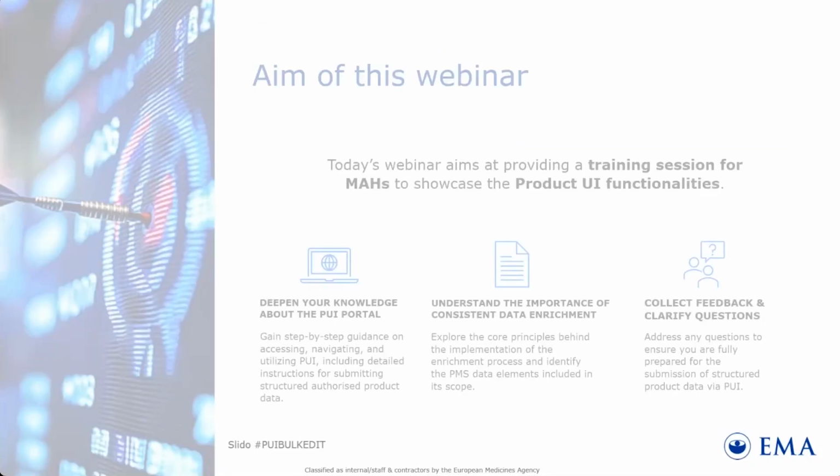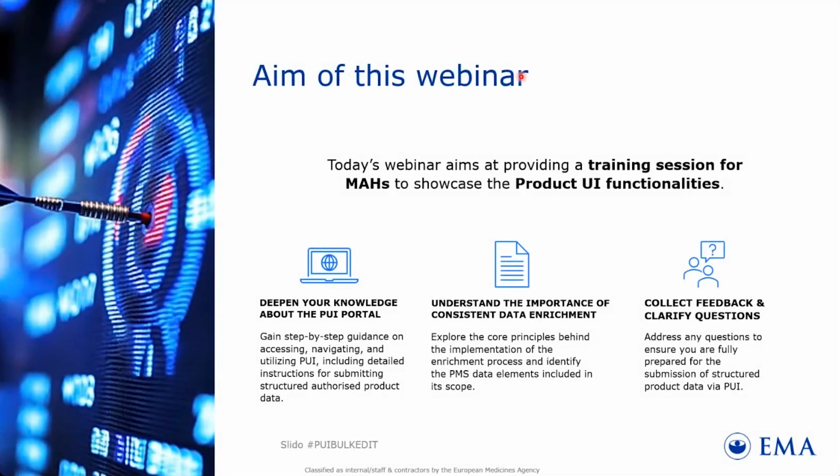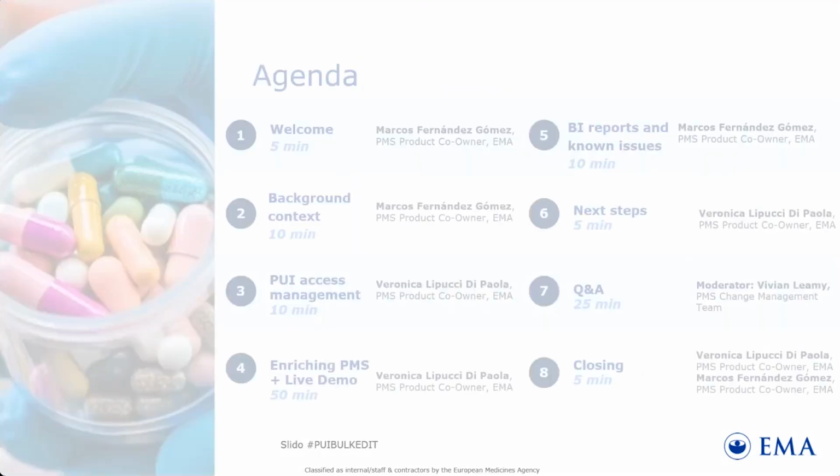And the aim of this webinar is to provide you a bit of training on how to use the product UI functionalities. So how to go and navigate through the portal, how important it is for you to provide the data enrichment, and also to collect some feedback and clarify some questions that you might have about the enrichment process and the product UI functionalities.